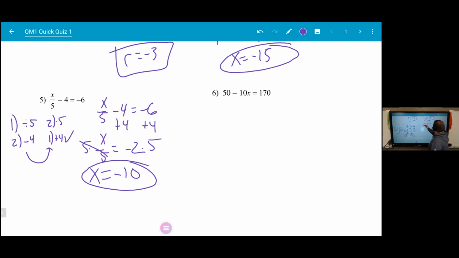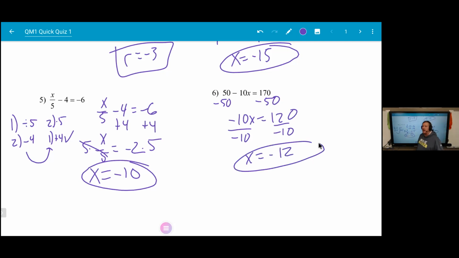Number 6, I'm going to subtract 50 from both sides first. -10x equals 120. Divide both sides by -10. And I get x equals -12. There we go. So I've got this first part done. That's your 1 and 2 level kind of work, being able to just solve 2-step problems. Okay, knock those out. The next part in here, though, creating and solving.